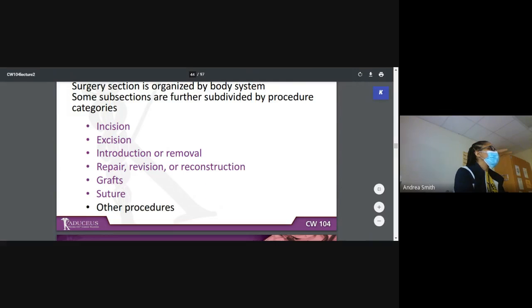We will go into more detail about the surgery section when we get to integumentary, because it's a little bit more detailed as far as the centimeters and the inches and the depth. But just know that when you're doing surgery, it's the incision, excision, introduction or removal, revision, repair, reconstruction, graft sutures, and other procedures. So it's a lot that goes into surgery. But like I said, we're going to go into more detail, probably not this semester, but more so next semester when we do the skin.